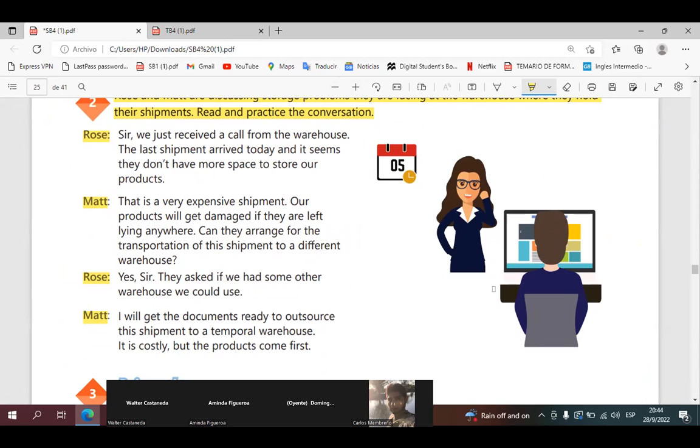Okay, sir, we just received a call from the warehouse. The last shipment arrived today, and it seems they don't have more space to store our products. That is a very expensive shipment. Our product will get damaged if they are left lying anywhere. Can they arrange for the transportation of this shipment to a different warehouse? Yes, sir. They asked if you have some other warehouse we could use. I will get the documents ready to outsource this shipment to a temporary warehouse. It is costly, but the product comes first.